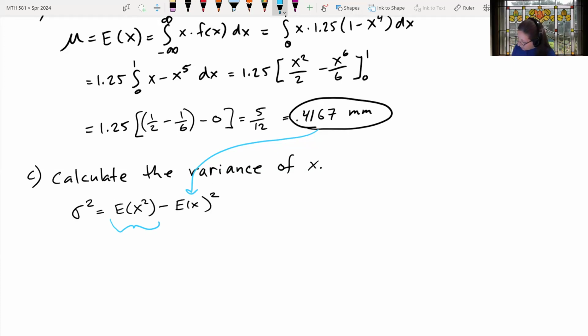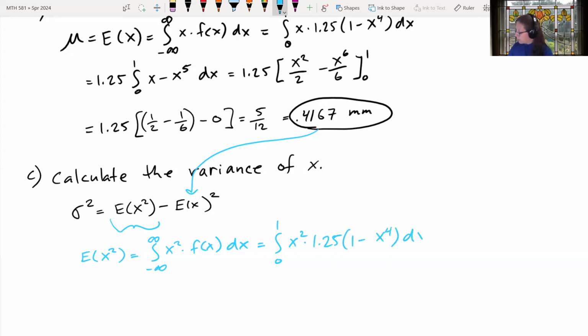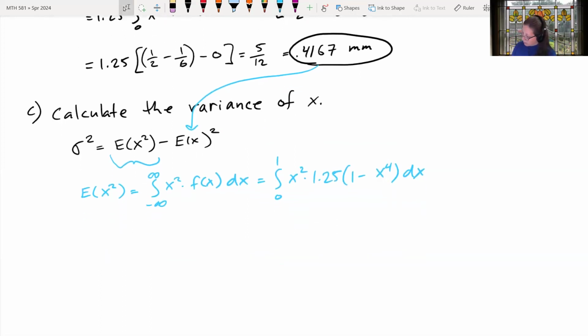If we were looking at just that piece, we would have the integral from negative infinity to infinity of x squared times f of x dx, or in our case, in this example, from 0 to 1 of x squared times our 1.25 times 1 minus x to the 4th dx. And then that is equal to, I'm going to bring our 1.25 constant out in front of the integral.